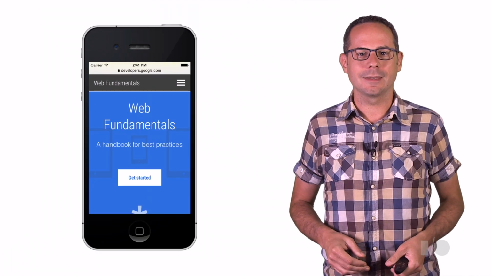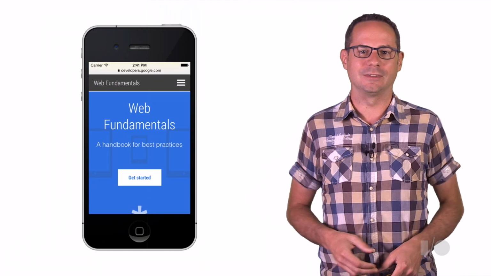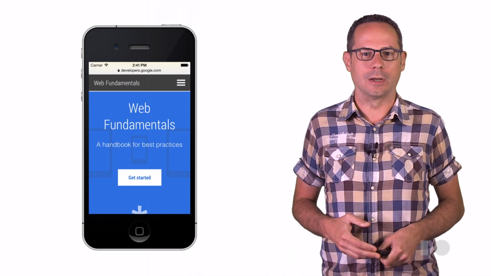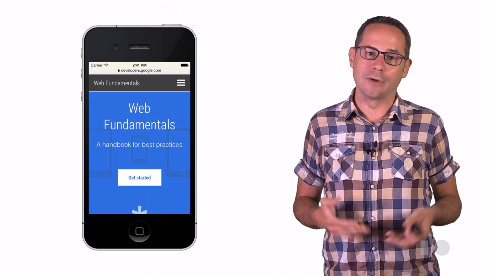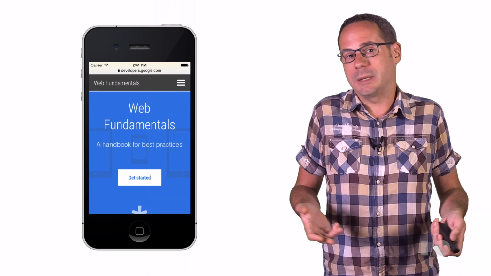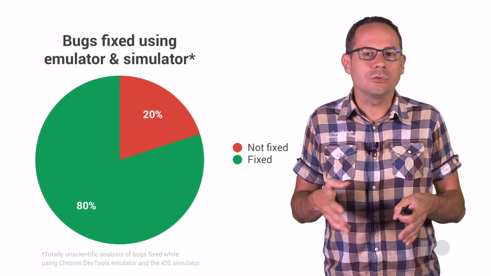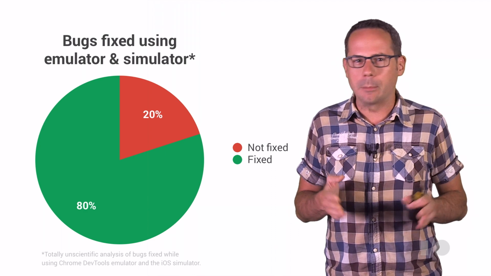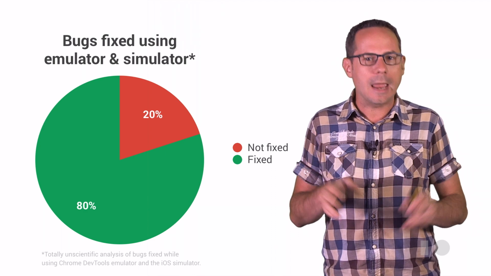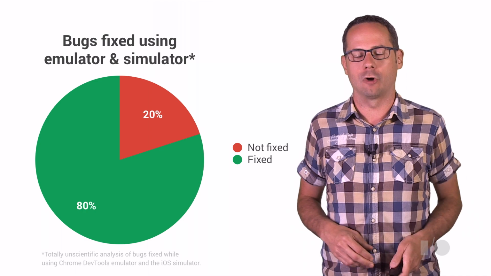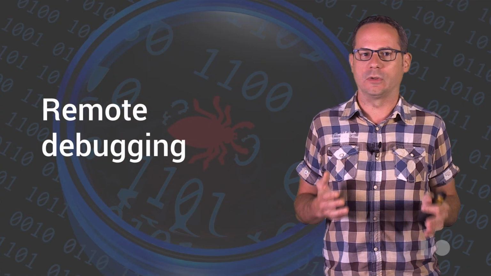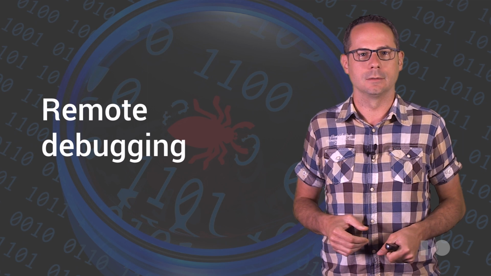For iOS testing, I usually start with the iOS simulator, which can be downloaded from Apple's iOS Developer Center. It gives me a good idea of how my pages are going to look and behave. Using Chrome's emulation features and the iOS simulator, I'm usually able to find and fix about 80% of the issues that I come across. For the other 20%, I almost always have to switch to a real device.